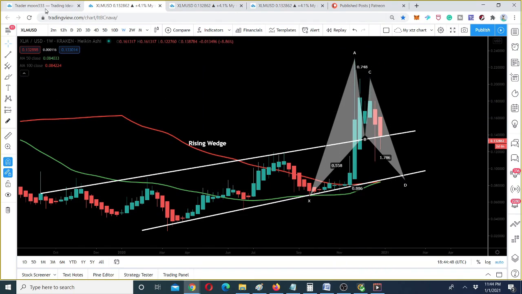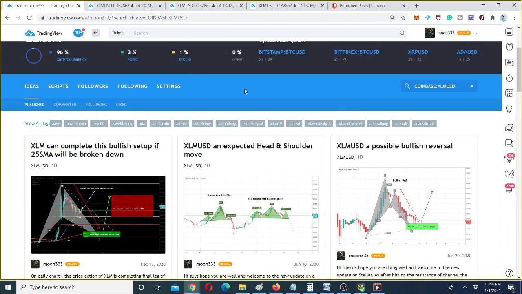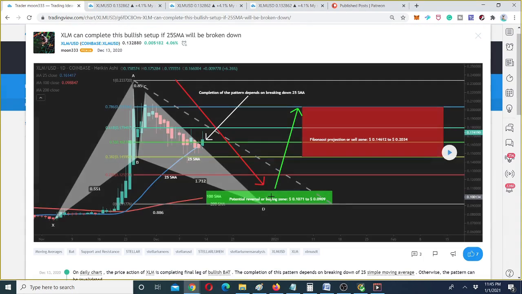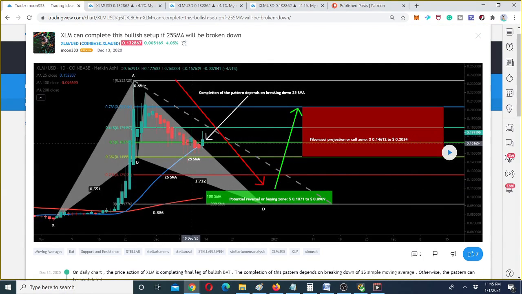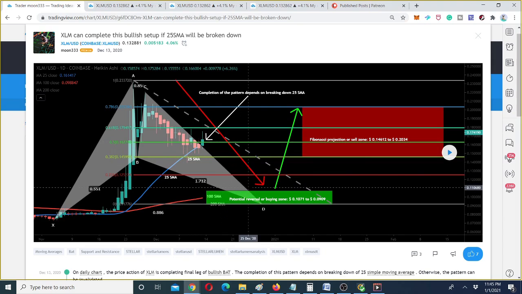Now, this is not a move that I'm showing you at this time for the first time, because I've already predicted this move in my previous video, and I also suggested it to my Patreons. For example, here on TradingView, I posted this chart on December 13, and I also showed you this move in my previous video, that there is a possibility that if the price action on the daily chart breaks down this 25 simple moving average, then it will move down to form and complete this final leg of the bullish bat pattern.